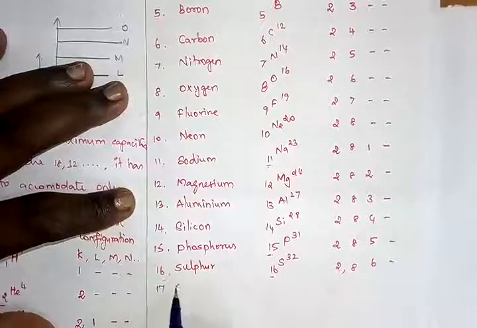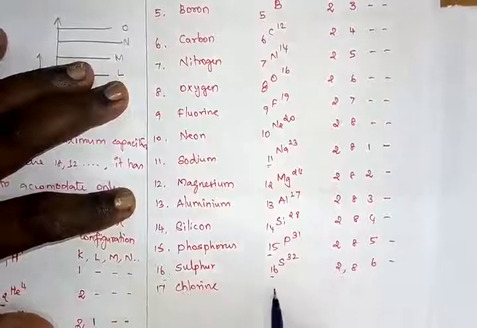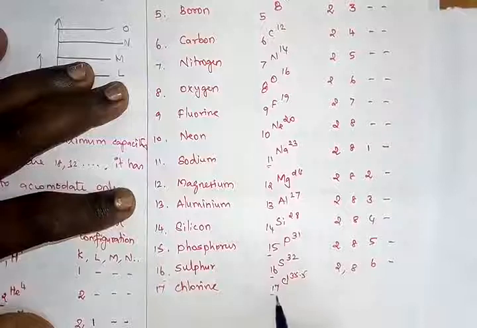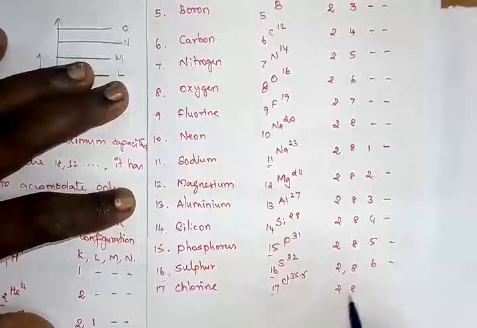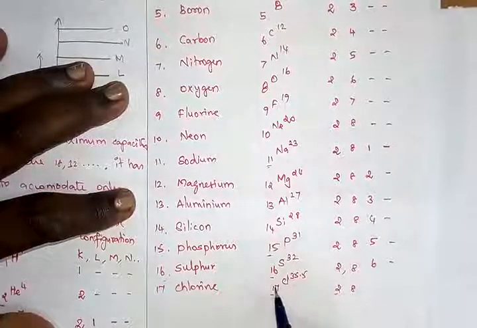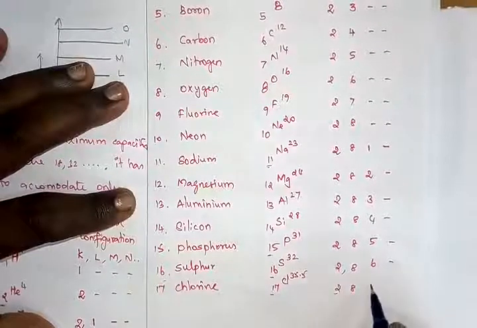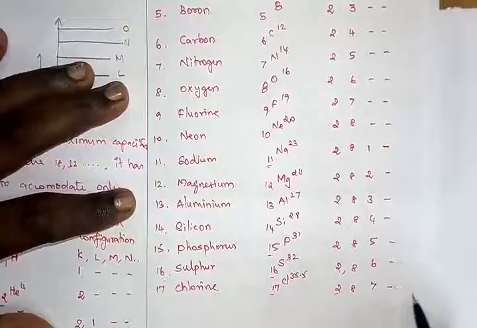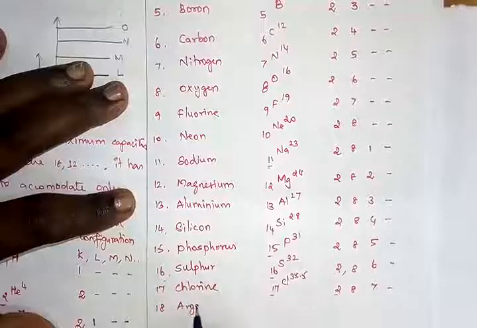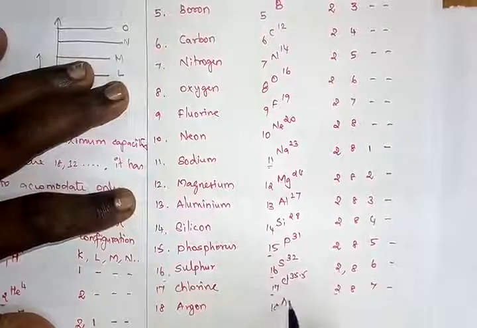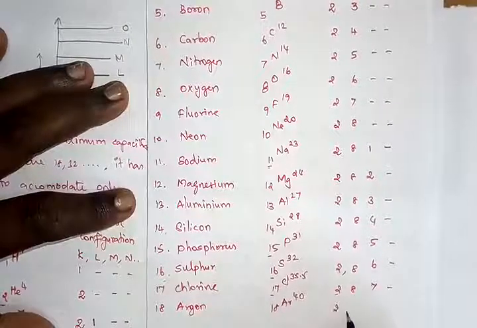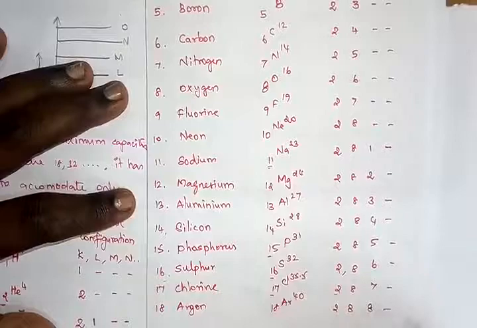The 17th one is chlorine, 17 chlorine 35.5. So how do you fill the 17 electrons? 2, 8. So we have 10 electrons filled in the first 2 shells. The remaining 17 minus 10, 7. So that will be accommodated in the M shell. The N shell is empty. The next one, argon, 18 argon 40. So how do you fill it here? 2 comma 8 comma 8. The next shell is empty.